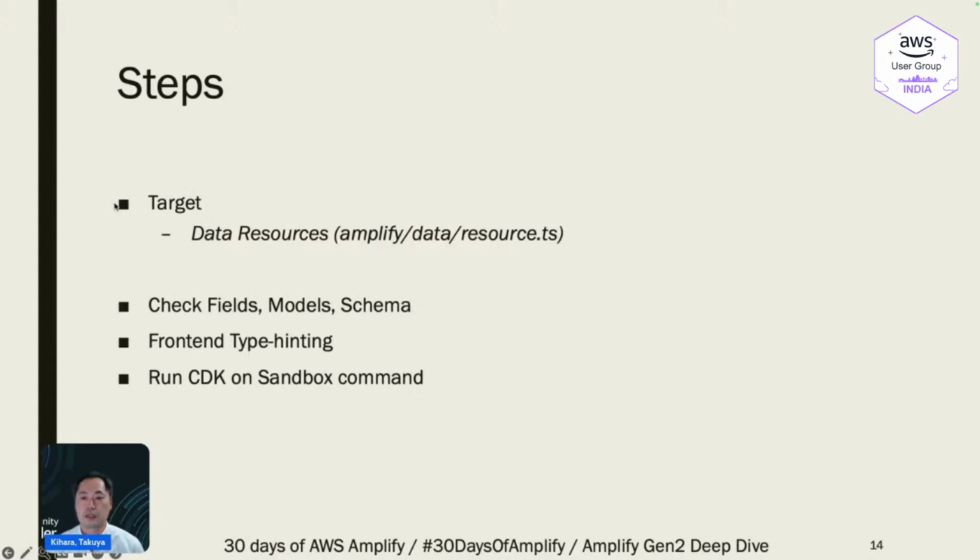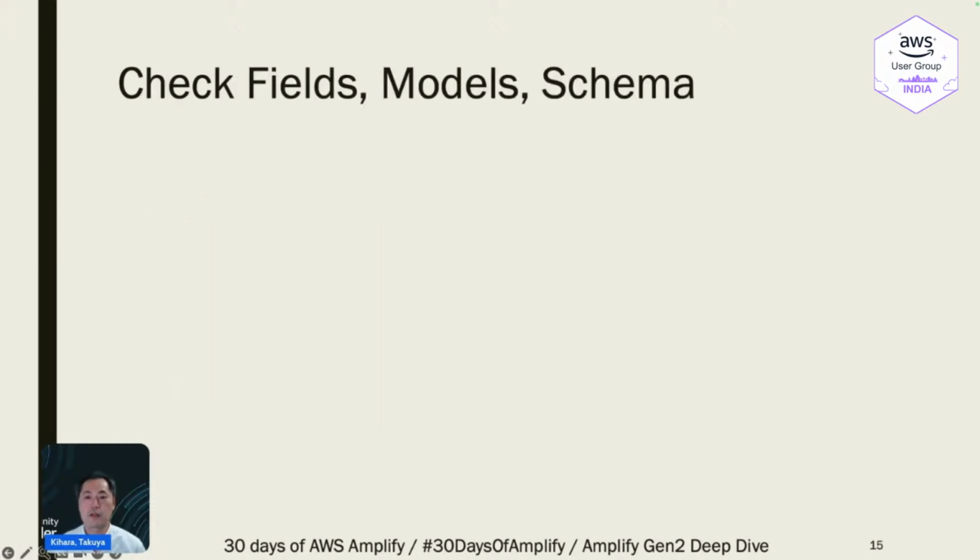Our target this time is a resource in the data category. First, we'll look at the fields, models, schema types. Next, we'll look at the flow that leads to front-end type hinting. Finally, we'll look at the flow of running the CDK from the sandbox. Now let's begin our deep dive. We'll look at the fields, models, schema types.